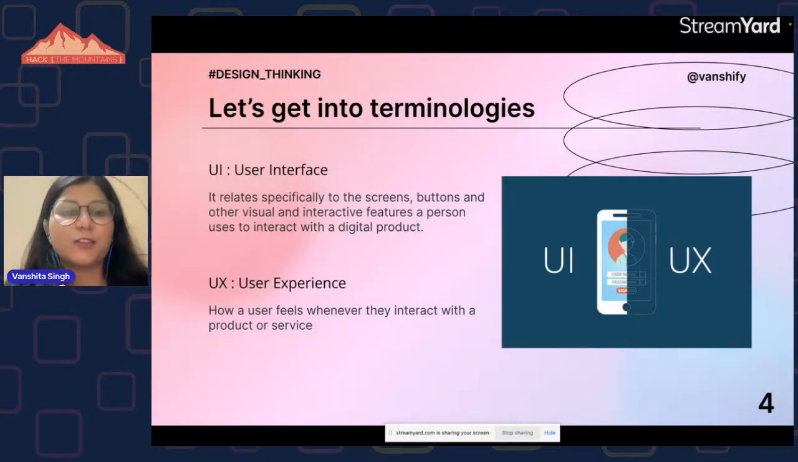So let's get into terminologies first. UI is user interface. It relates specifically to screens, buttons, and other visual and interactive features a person uses to interact with a digital product. If you use an app or a website, the button you press, the hovering action, the color contrast that you can see on the screen, the profile picture in the circle, is all part of UI. It contains all the technical things that we have to present to the user to make it look good.